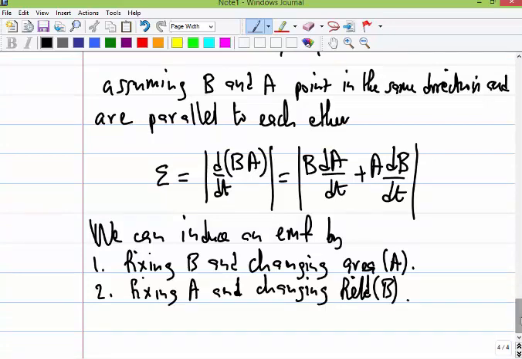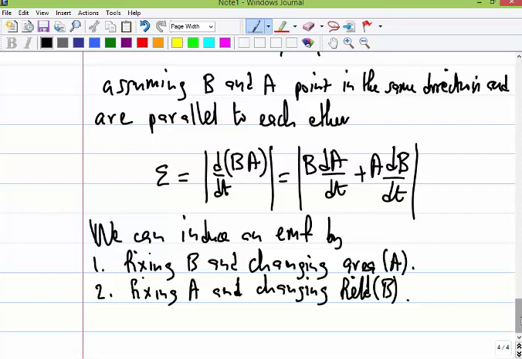If the field is not changing, then we just take away the dB dt, or if A is not changing, we take away the dA dt. So it becomes pretty straightforward. Any questions on this? We will do examples near the end when we have some time for that.